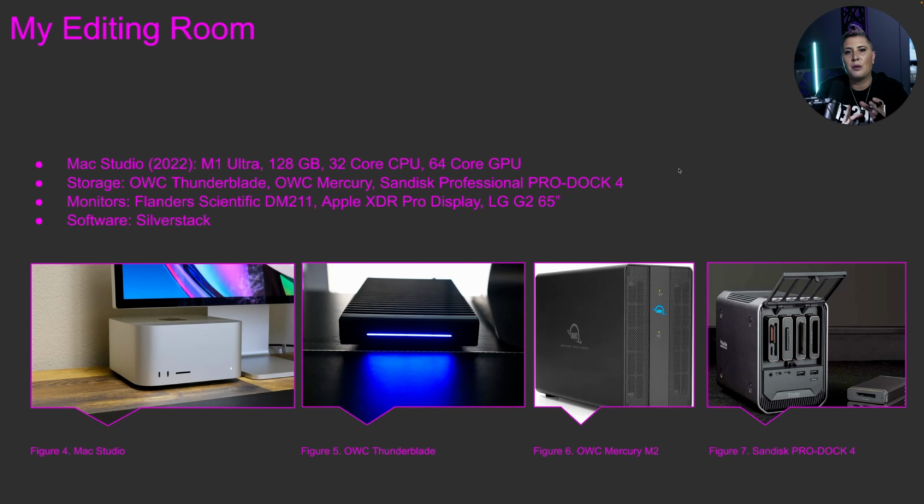I love their mantra about supporting the filmmaker. When I'm buying hardware from OWC, I feel like I'm buying purpose-built systems that were designed from the ground up for filmmakers, for either production on set, for our DIT, or in post-production for me as an editor and colorist. So I have the OWC Mercury and the Thunderblade. Actually, I have 2 Mercury M2s. These are NVMe, no spinning disks, all SSDs. It's definitely the fastest workflow that I've ever used.